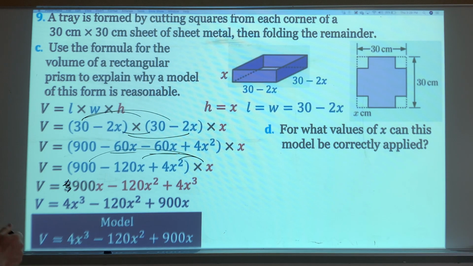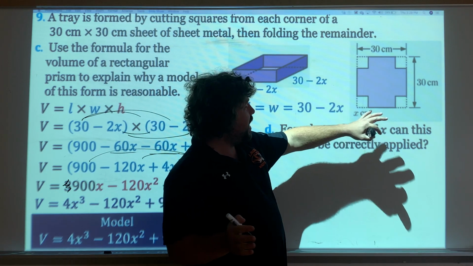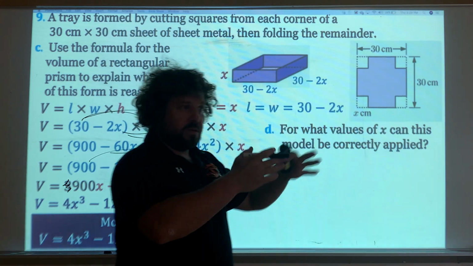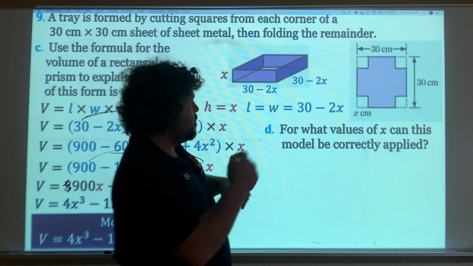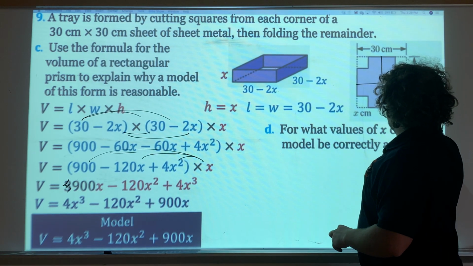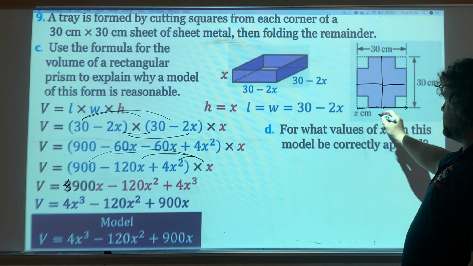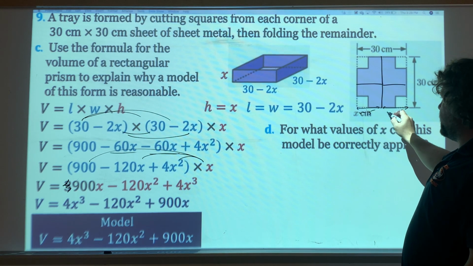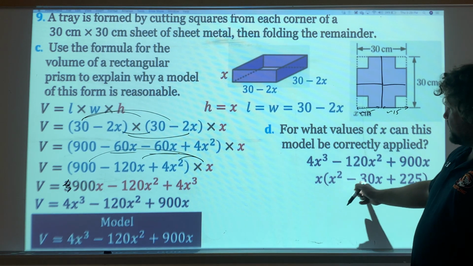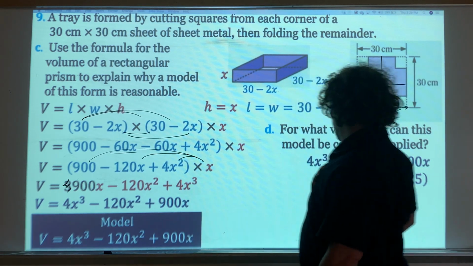So for what values of x can this model be correctly applied? X has some constraints. X obviously can't be 0, so it has to be greater than 0, but x can only be how big? Well, just think of it this way. If I made this skinny, and it almost looked like this, what would my x's be? These x's have to be the same, so what could this be? About 15, right? Why did I say that? Because look what happens. If I pull an x out, I'm going to show you two things here. I just went back to this right here, and I solve.